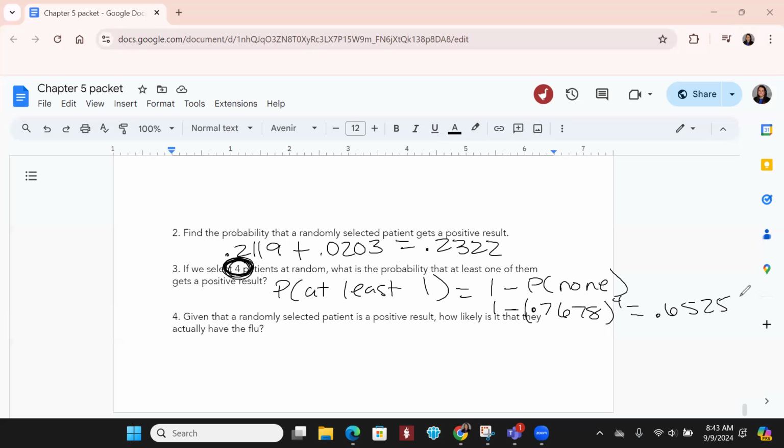Because we need at least one, you don't need every single one. You can't have more than one. You don't want just all of them. You want to add this one.